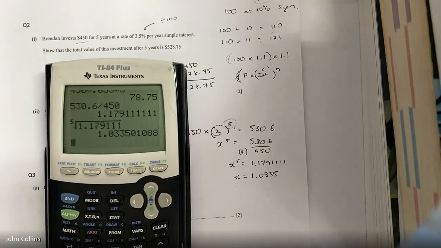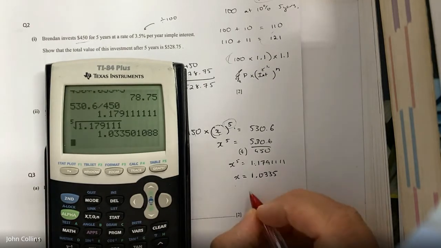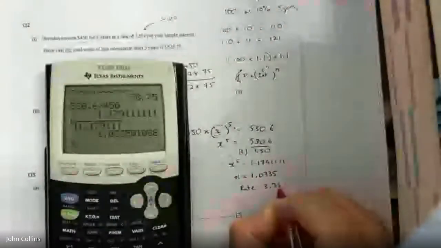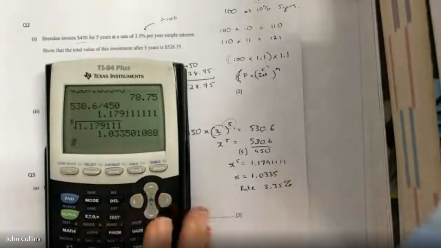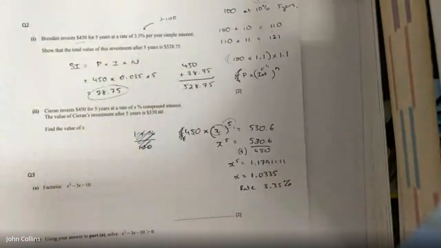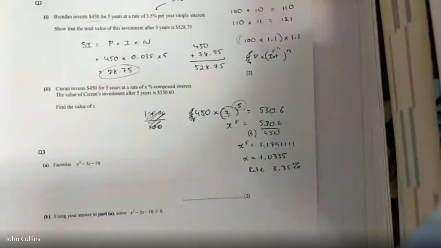Yes. The interest rate then is 3.35% because this is 103.35. So the interest rate is 3.35%. So, yeah, what happens if you don't have a calculator for this?